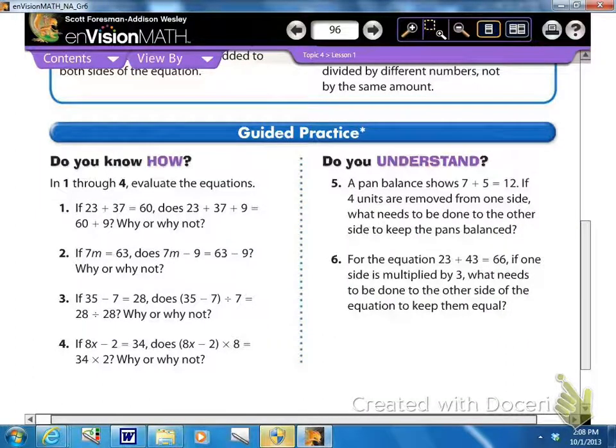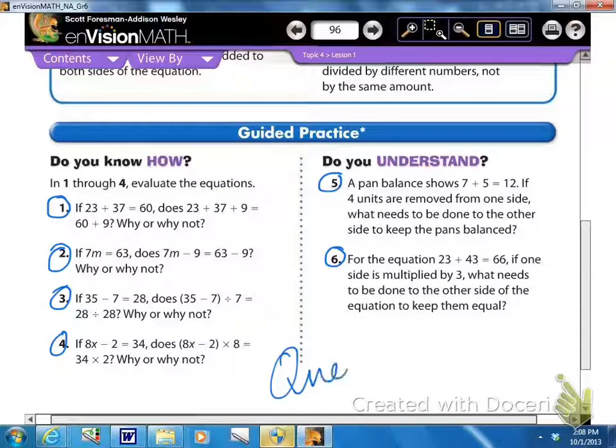All right, for your homework, I want you to go ahead and work through the guided practice, number 1, 2, 3, and 4, and also go ahead and answer questions 5 and 6 and bring them to class tomorrow with a question. See you tomorrow.